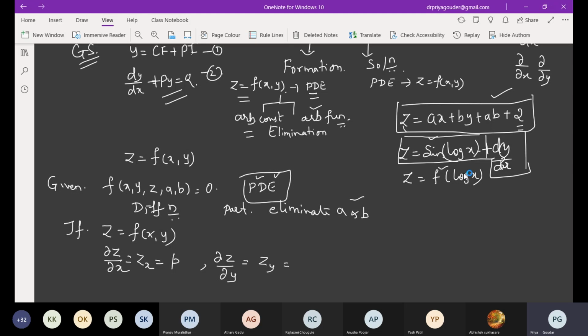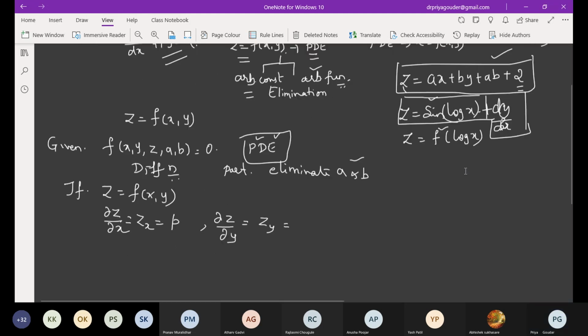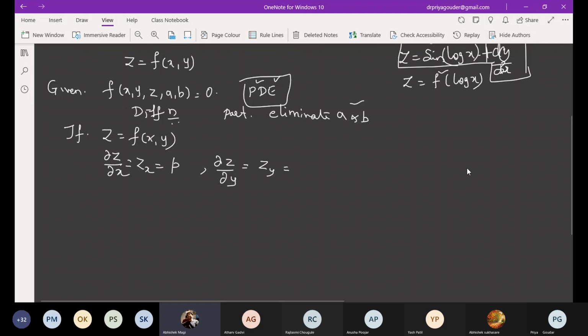Can you guess it is taken as which letter? Q. Guess it, no worries. Okay, so dou z by dou x is P, dou z by dou y is Q. See, A, B, C are arbitrary constants, P, Q are partial derivatives. Don't get confused again.